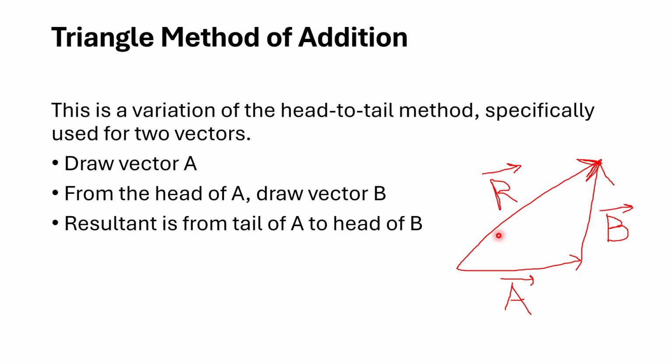If two vectors are added, the resultant will always end up with a triangle. That's why it is called the triangle method of addition. The resultant is from the tail of A to the head of B. So this is about the triangle method of addition, which is very useful as well.